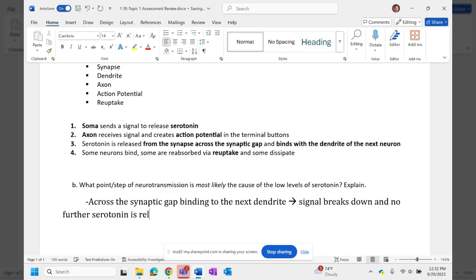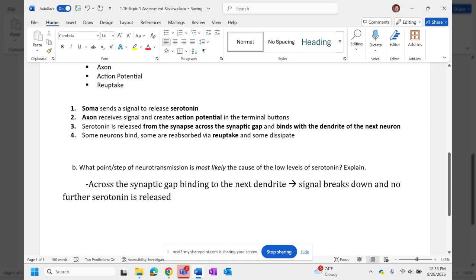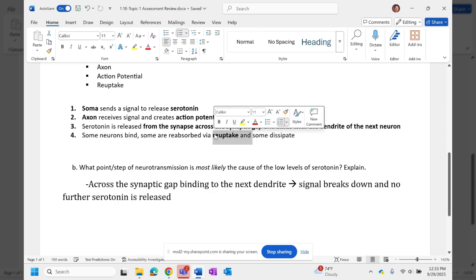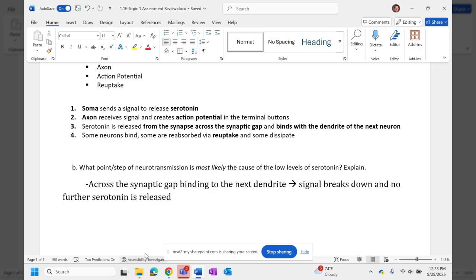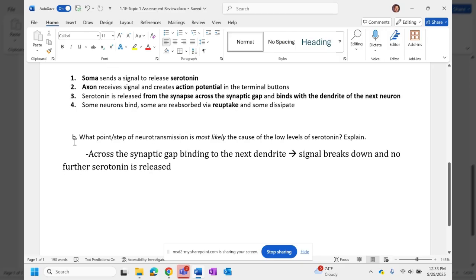If you remember, I talked about how the number one prescribed psychoactive drug in America is SSRIs, or selective serotonin reuptake inhibitors. What those do is block the process of reuptake, because theoretically, if more serotonin is just sitting in the synaptic gap, the more likely it is to actually bind to the next neuron. And that's because this is where it breaks down. So now you know. All right, quick review.